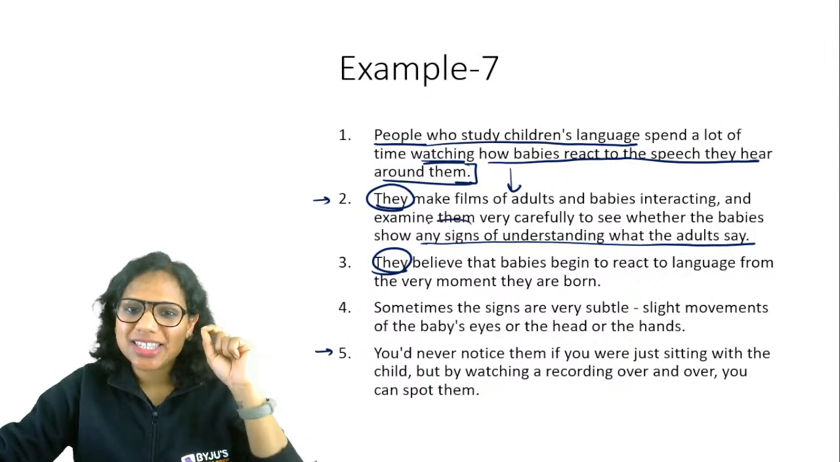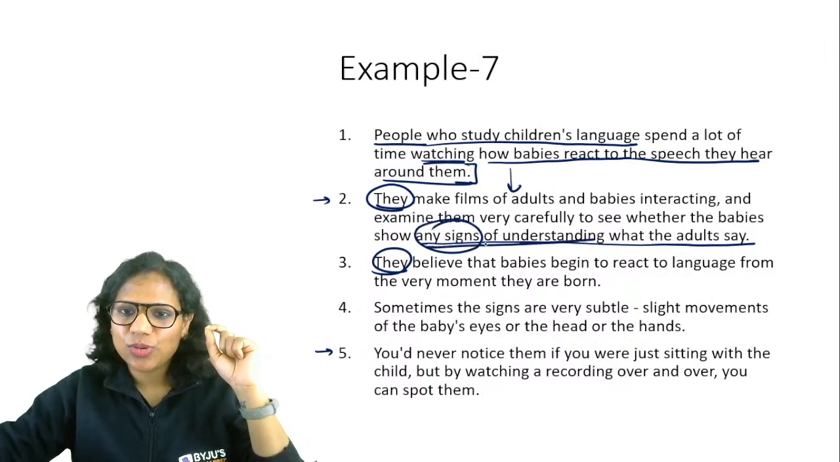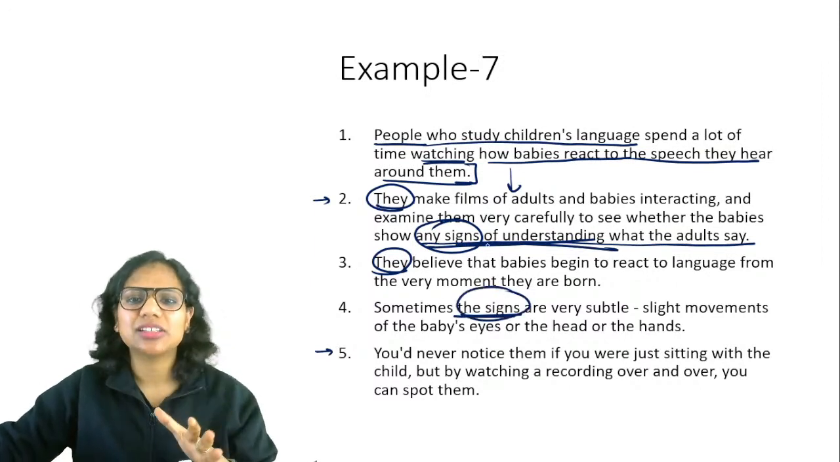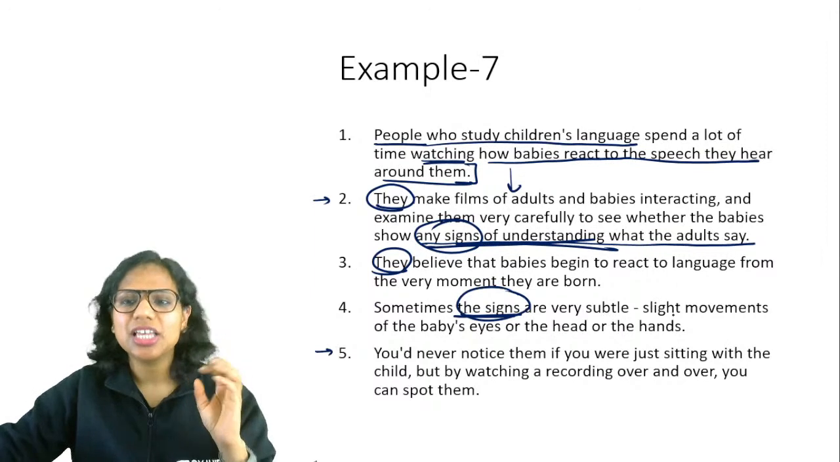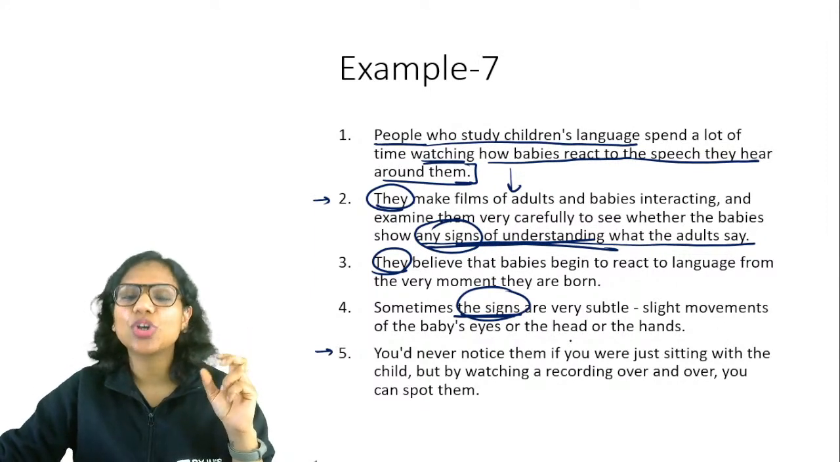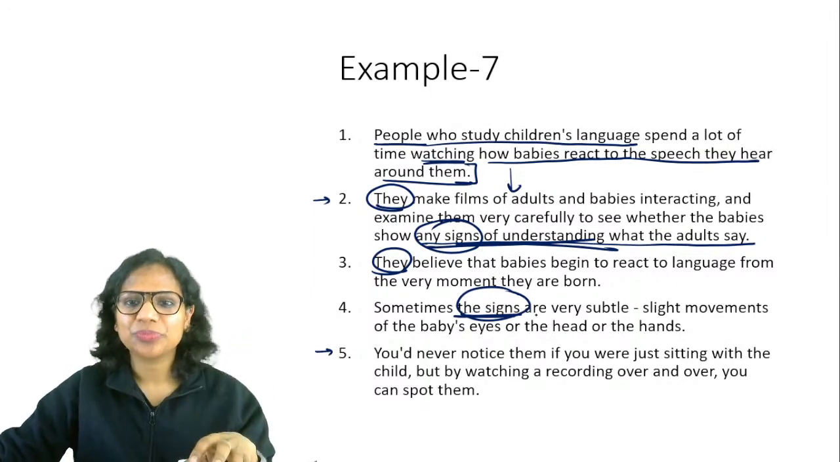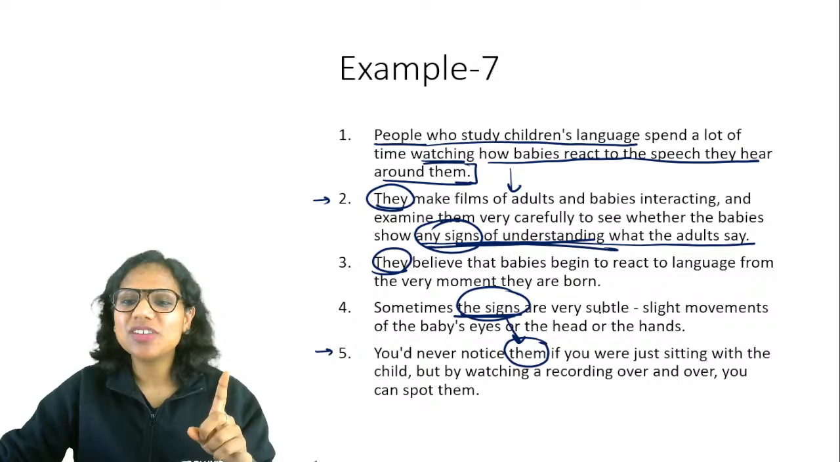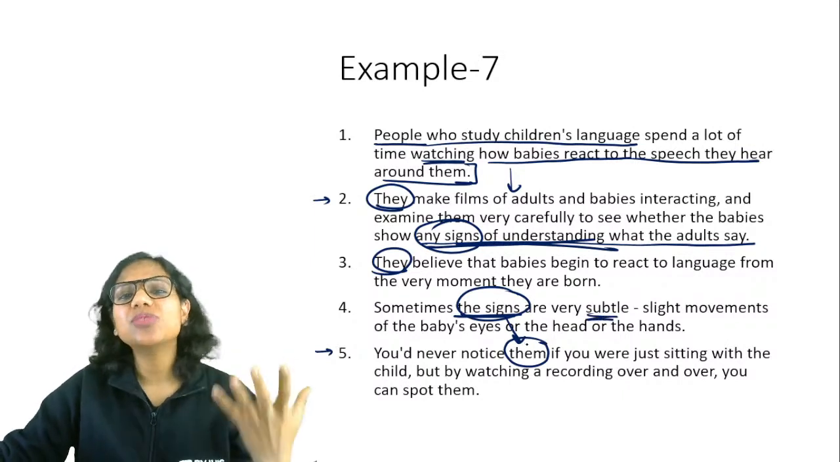Now see, signs, any signs. Okay, and now see the signs. Sometimes the signs are very subtle. Sometimes the signs are very subtle. Slight movements of the baby's eyes or the head or the hands. Okay, you would never notice them. What does this them refer to? These signs. You would never, because they're very subtle. So 4 and 5 forms a very strong pair.